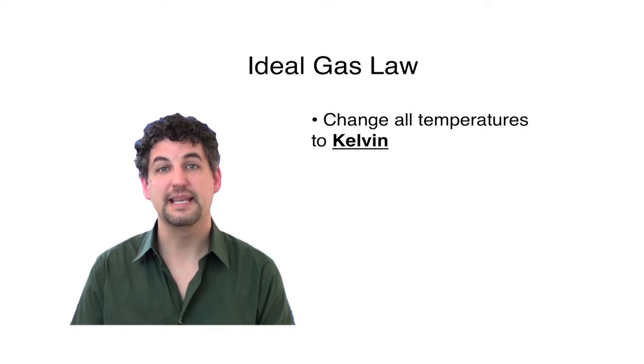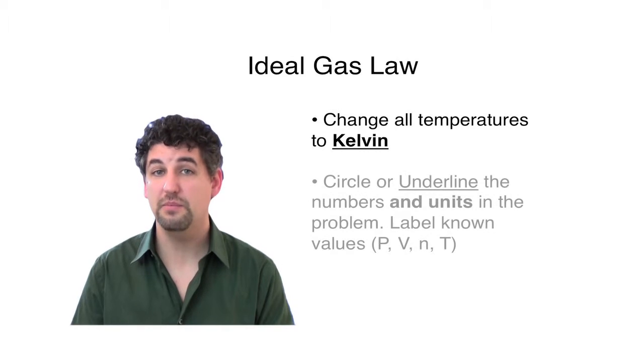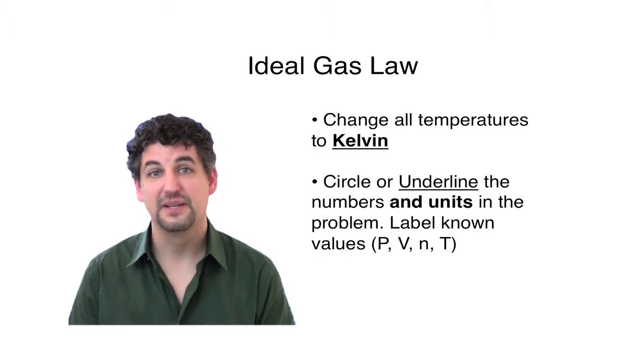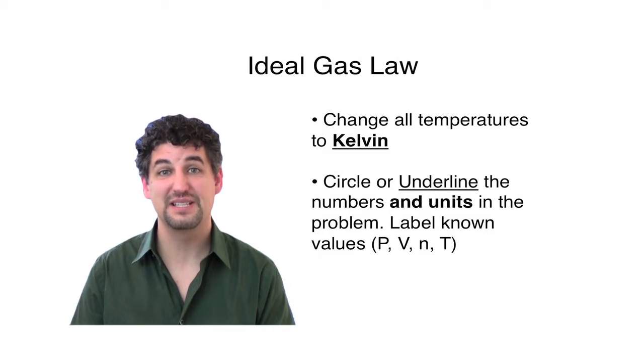The next tip is in decoding the problem. Make sure that you circle or underline the number and the units. The number and the units, the number and the units, okay? And I'm emphasizing that 3 times because it is so important, okay? It'll make your life so much easier if you can identify what is P for pressure, what is V for volume, and so forth, okay?